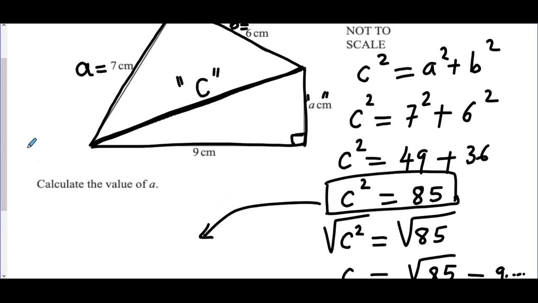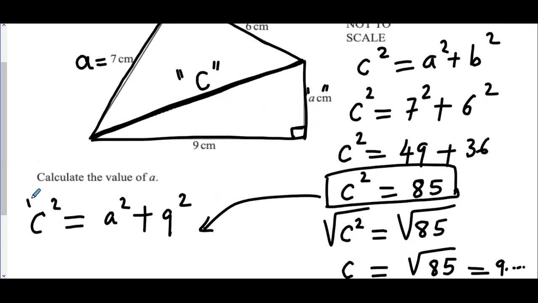So I would still use Pythagoras theorem, which says that C square equals A square plus 9 square. I'm gonna use the same thing. But what is the value of C square? The value of C square is 85.